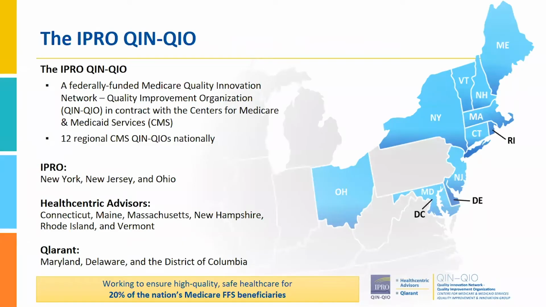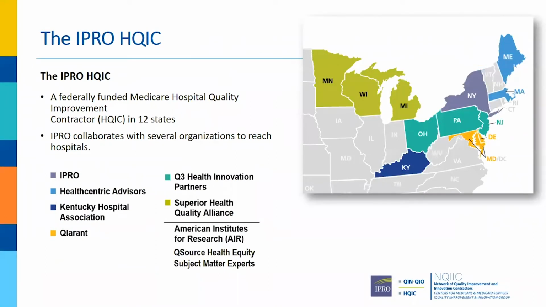Probably, especially if you've been on the series, you know that iPro is the QIN-QIO, or Quality Improvement Organization, for these 11 states and the District of Columbia. In addition, we are also the HQIC in these 12 states. Pooja is going to be putting a link in the chat to our website if you'd like to get more information about our work.